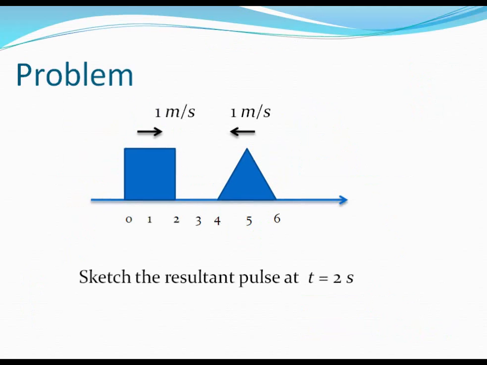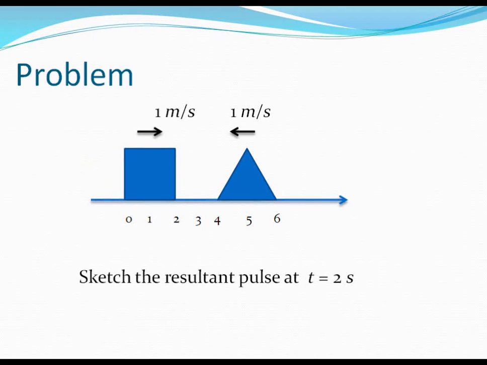So here's a question to test what you've understood about the superposition of waves. You see two interestingly shaped pulses here. One is square shaped and one is triangle shaped. At t equal to 0, both of them are traveling towards each other with a velocity equal to 1 meter per second. This pulse is traveling like this and this pulse is traveling like this. What will be the shape of the resultant pulse at t equal to 2 seconds?